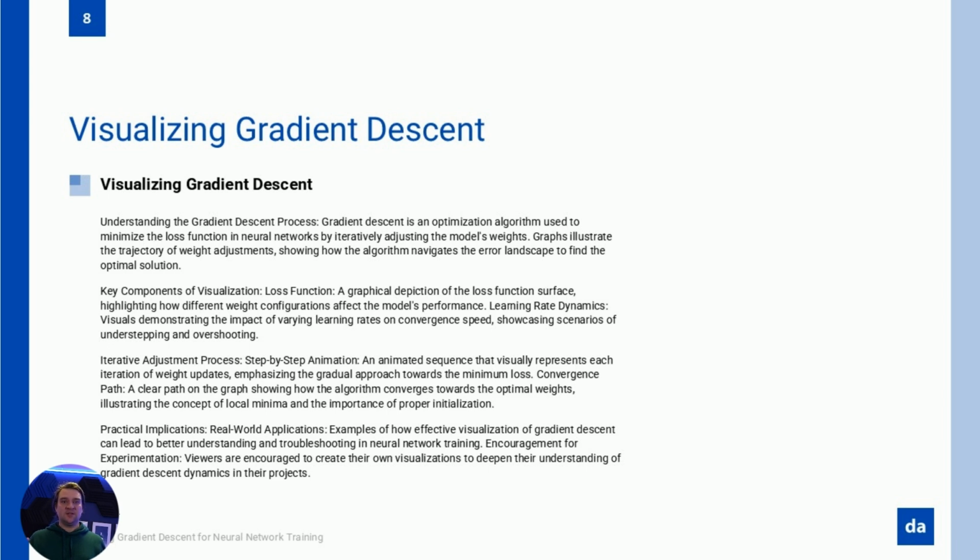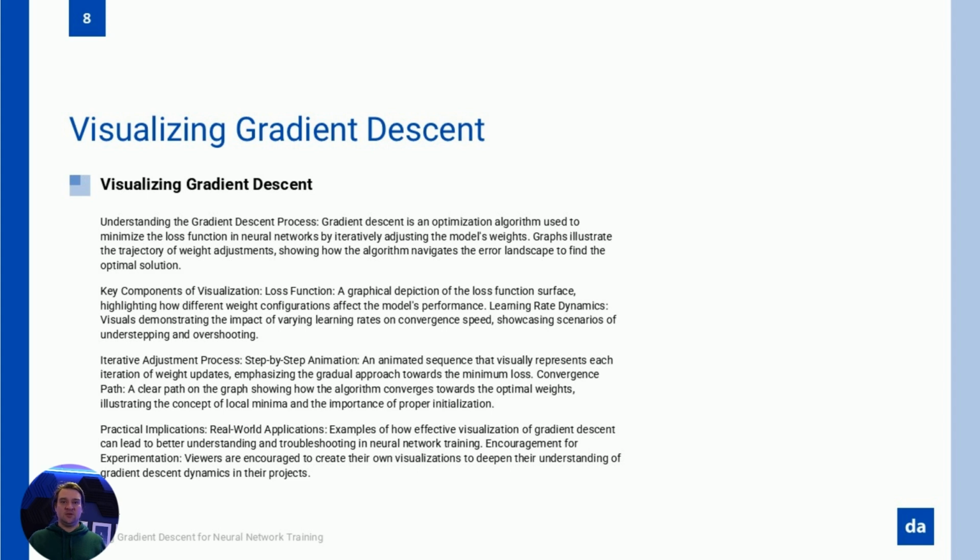So why do these visualizations matter? Because they help us see what's happening under the hood. They reveal whether the learning rate is too high, whether the algorithm is stuck in a local minimum, or whether it's converging as expected. In real-world applications, understanding these dynamics can mean the difference between a model that works and one that fails.